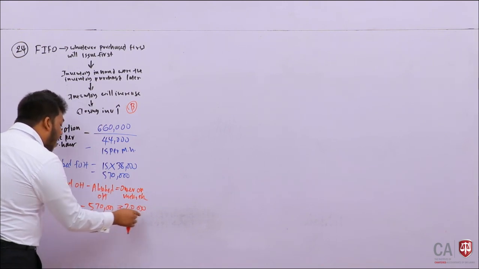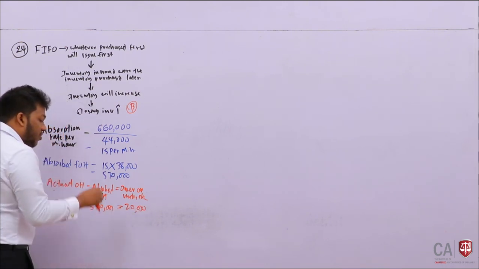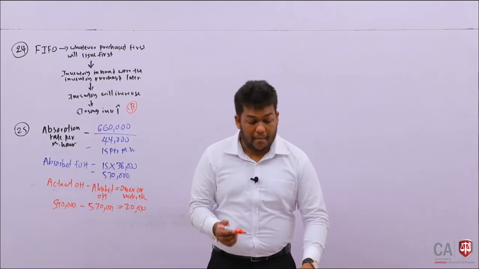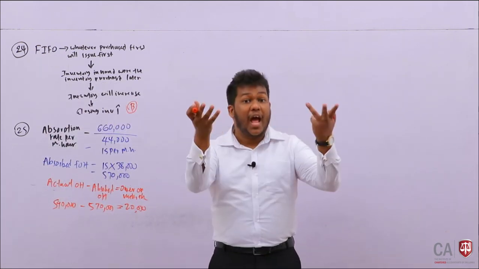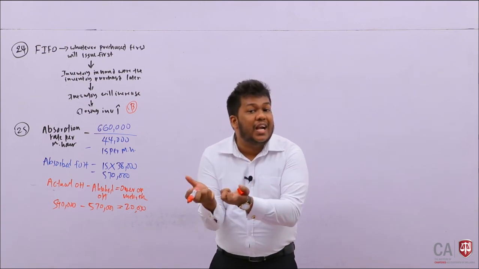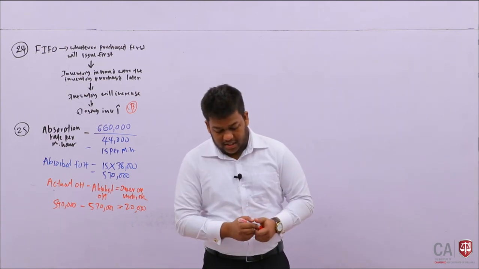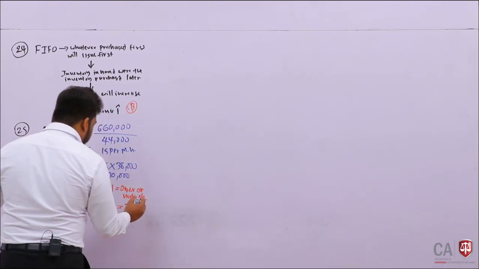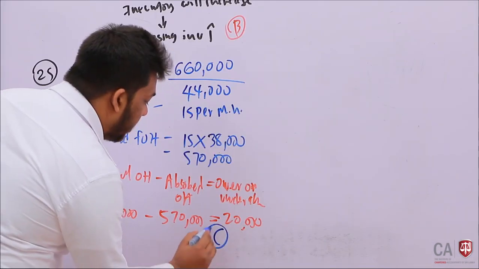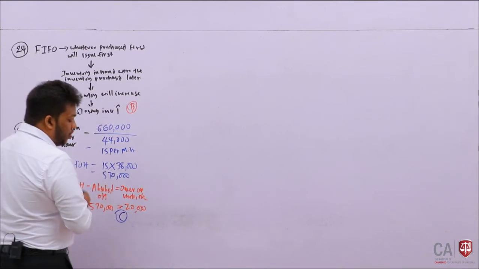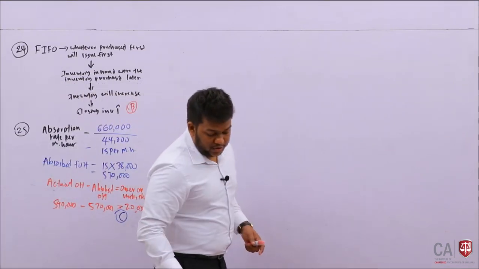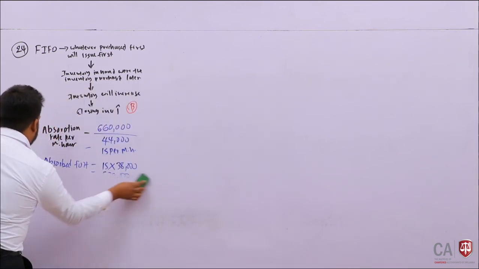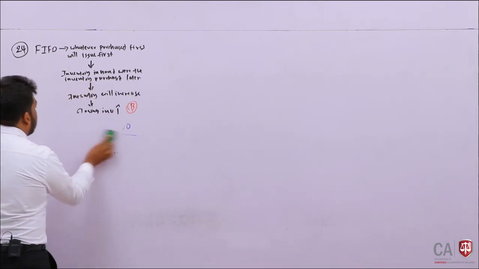So this should have been 590, which means 20,000 less has been absorbed, but actually 20,000 more should be allocated. So which means under allocated. So the answer for the 25th question is answer C, that is under absorption of 20,000. Then we'll go for the next question.